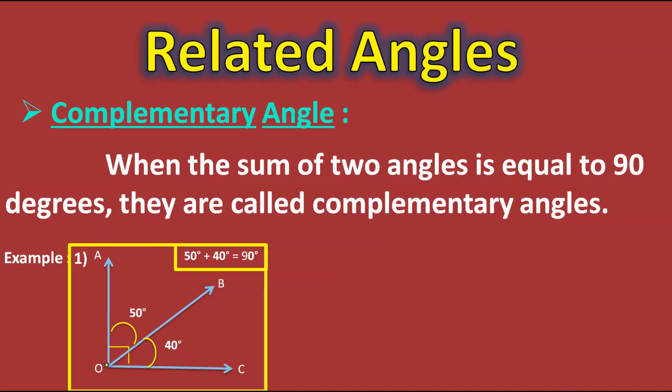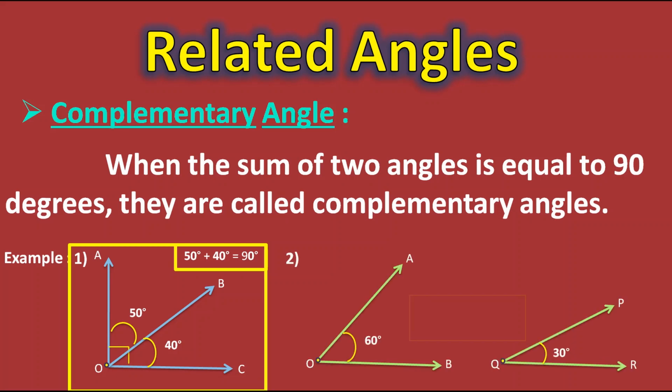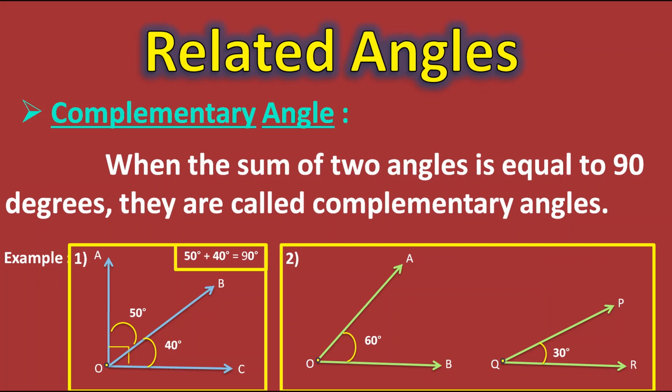Okay. Here I am taking one more example. See here also we have 2 angles which are measuring 60 degree and 30 degree. When we add them up, we get 90 degree. Therefore these 2 angles also we can say are complementary angles.